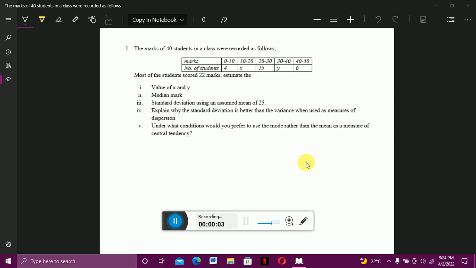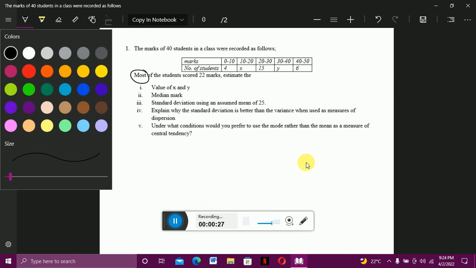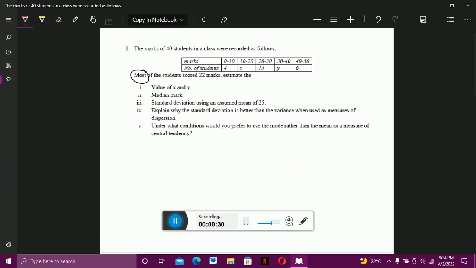Okay, we are solving the question that we have on our screen. The marks of 40 students in a class were recorded as follows. So we have that table. We are told most of the students scored 22 marks. So we need to work out the value of x and y, and then we work out the median, the standard deviation, and do those explanations that are required there.